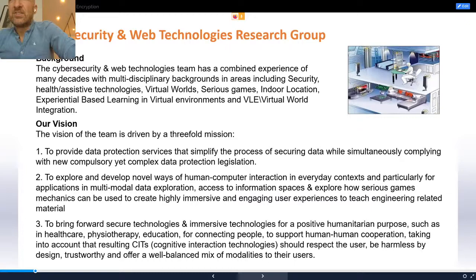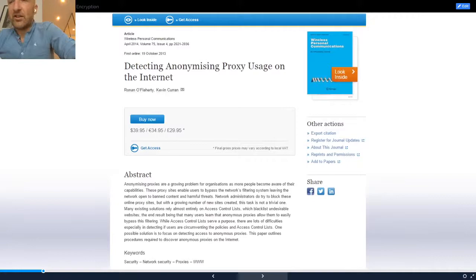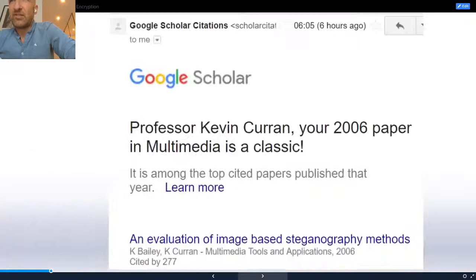I lead the cybersecurity and web technologies research group. We deal in security, virtual worlds, serious games, and health assistive technologies. My realm is cybersecurity, but I'm the group leader for other computer scientists in the team. I write research papers, of course, and I've been doing this for many years. That's just some papers I've written. One of my PhD students detected anonymous proxy usage, which I'll look at later, and another worked on creating passwords using a novel scheme.